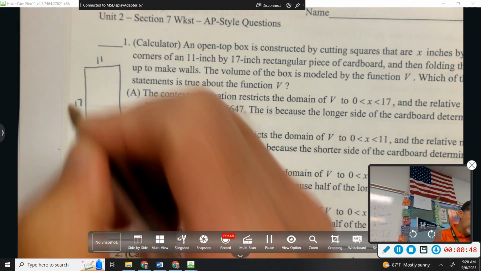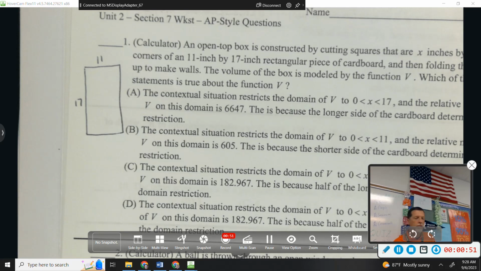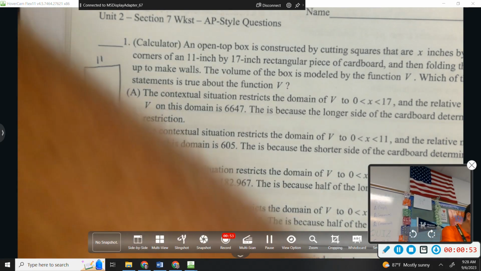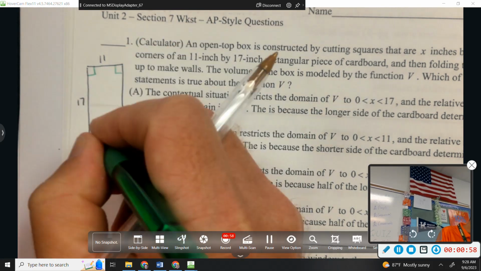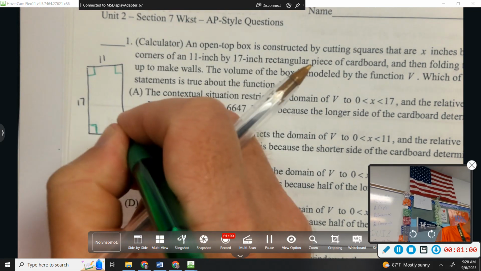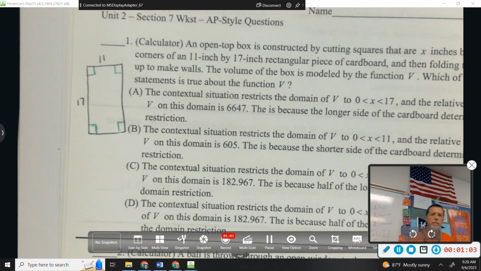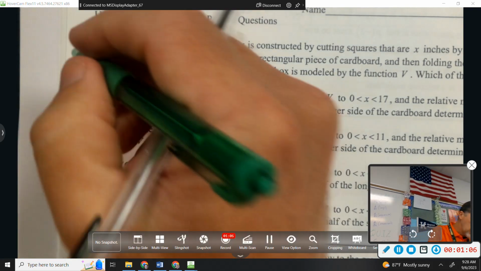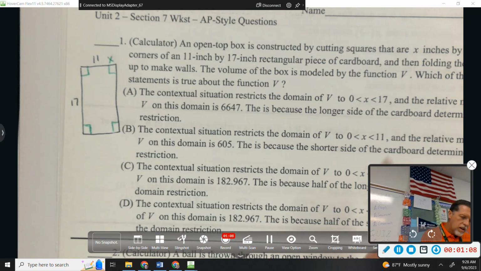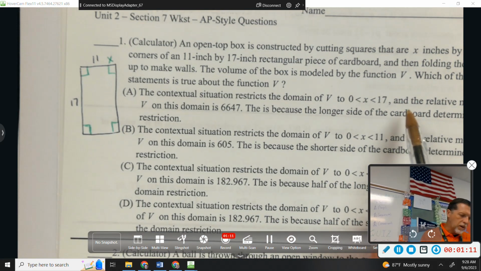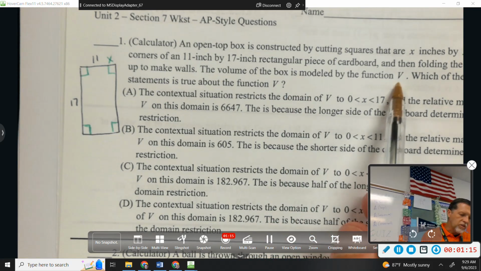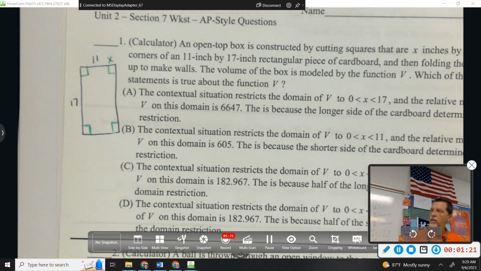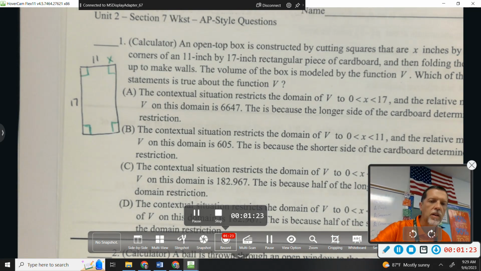Okay, let's see if we can figure out what's going on here. 11 by 17 piece of cardboard. We're going to cut corners out that are x wide, or x long, or x long and wide, I guess. And then folding the sides of the box up to make the walls. The volume of the box is modeled by the function v. Which of the following statements is true about the function v? Well, let's see if we can figure out what the function v is.